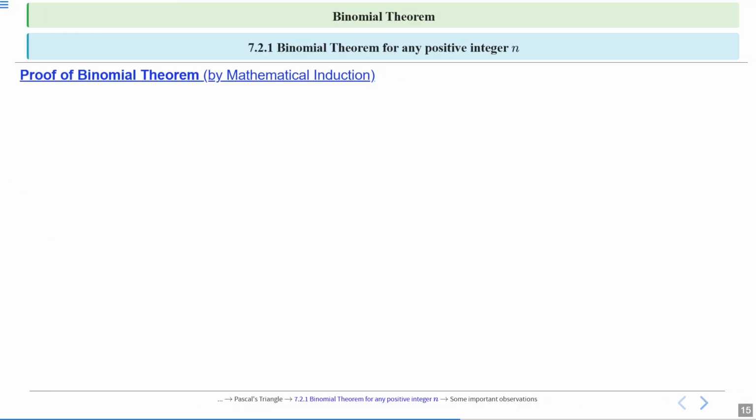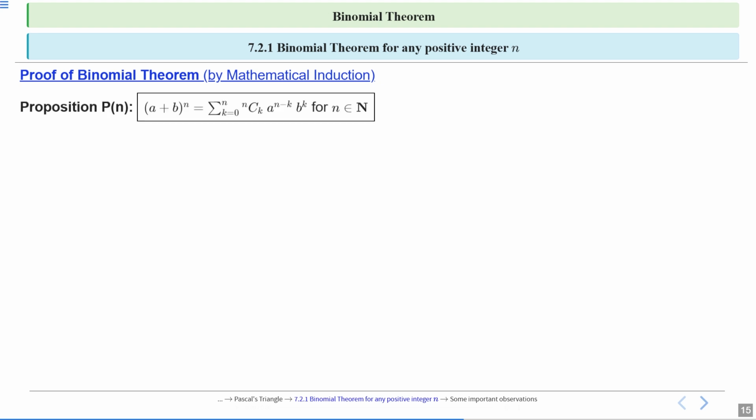Now we will see the proof of the binomial theorem by mathematical induction. So, proposition P(n): (a + b)^n is equal to the summation k equal to 0 to n of nCk a^(n-k) b^k, for n belonging to the natural numbers.